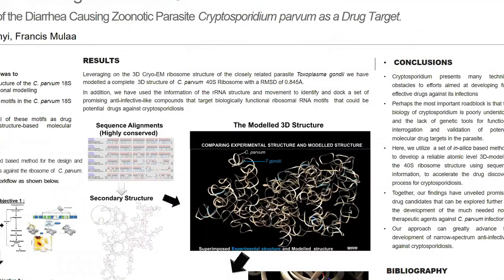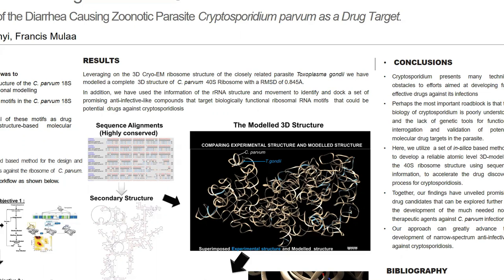Our results were pretty outstanding. Looking at the structure we had, we leveraged the 3D cryo-EM ribosome structure of a closely related parasite, Toxoplasma gondii, and we managed to model a 3D structure of C. parvum with a root mean square deviation of 0.845 angstroms.